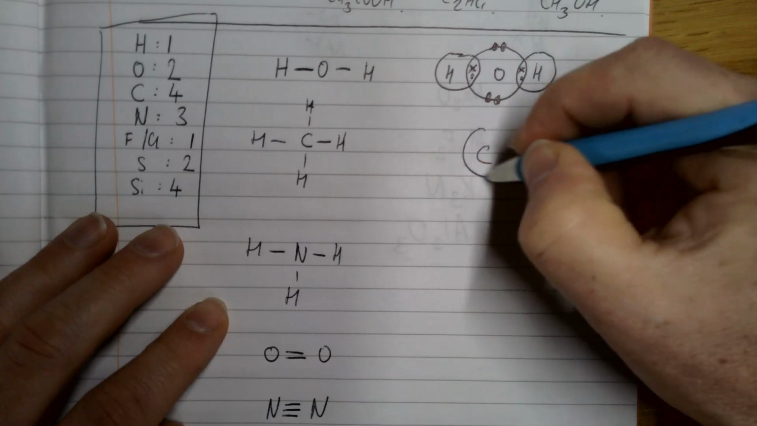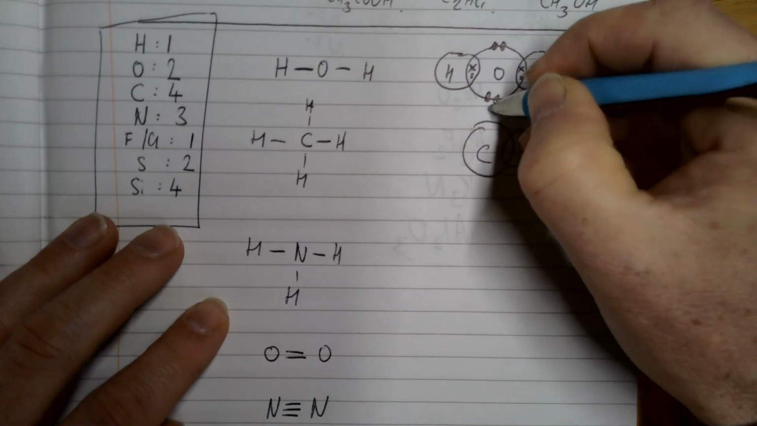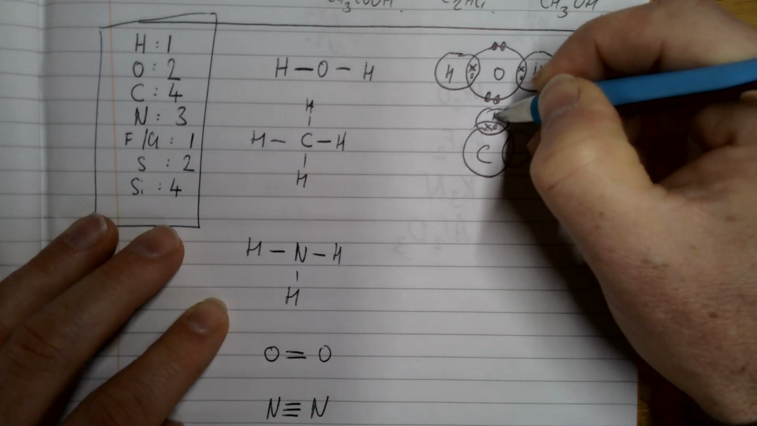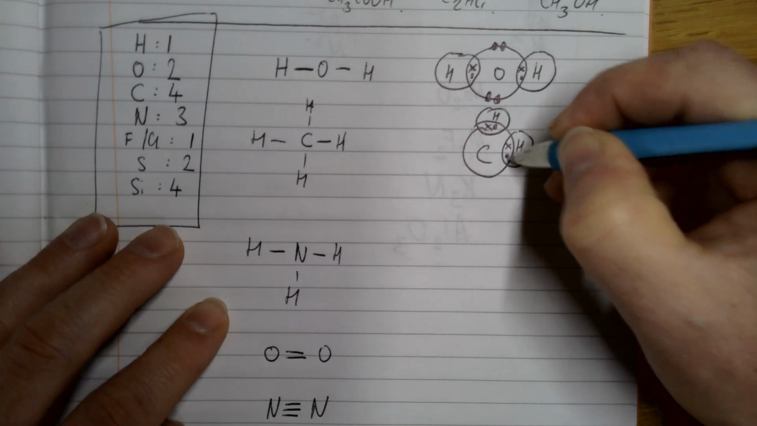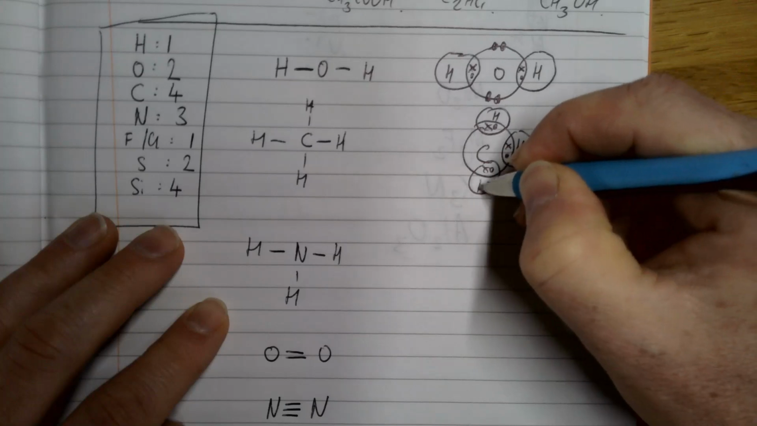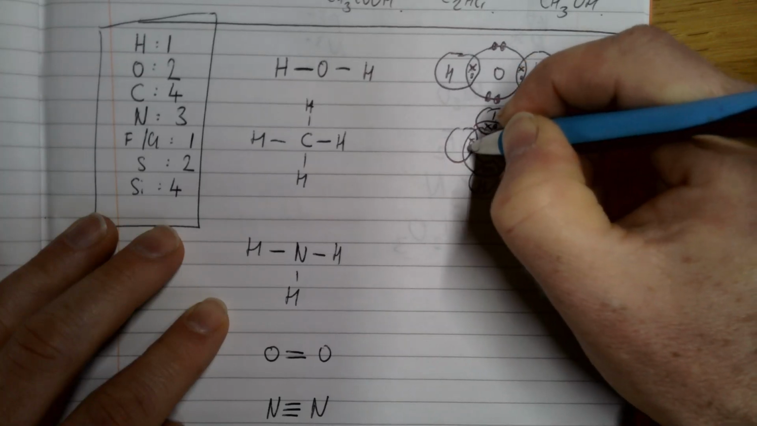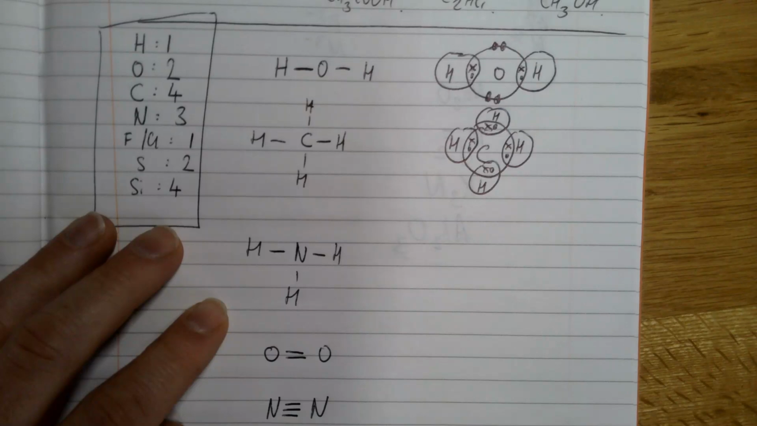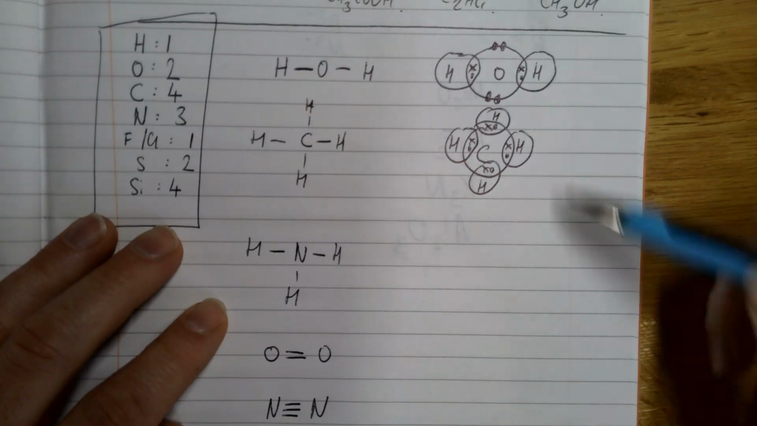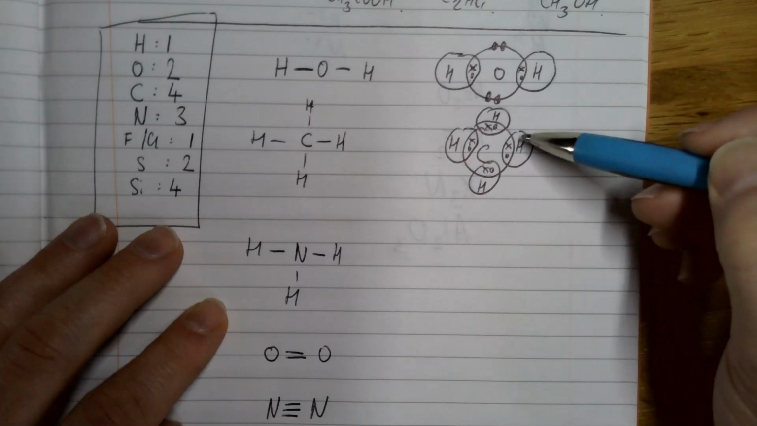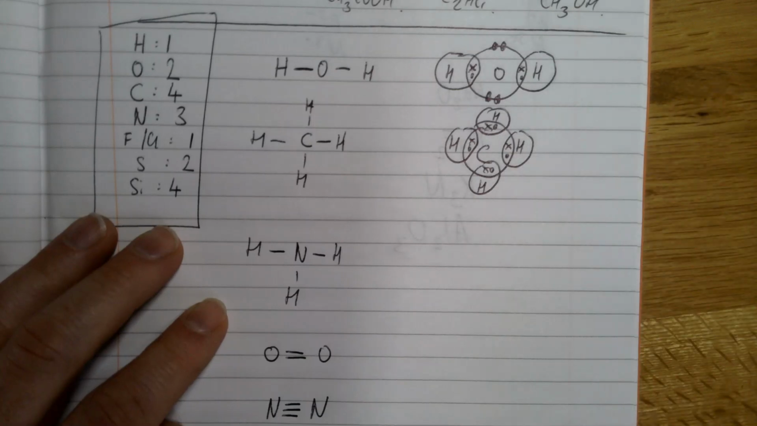Same idea with methane. Draw the line diagram to start with. We know each line represents 2 electrons. And then you check to make sure all the atoms have full outer shells, which they do here. Hydrogen's got 2 and carbon's got 8, job done.